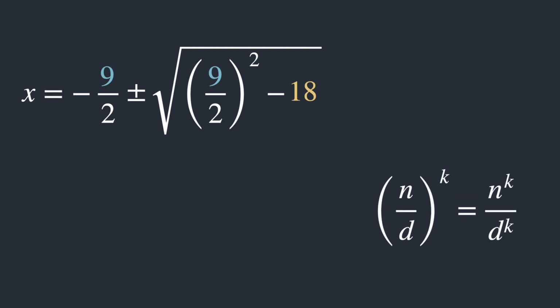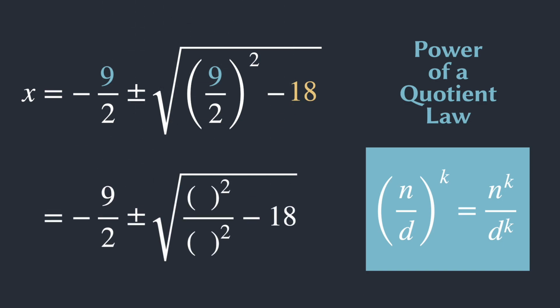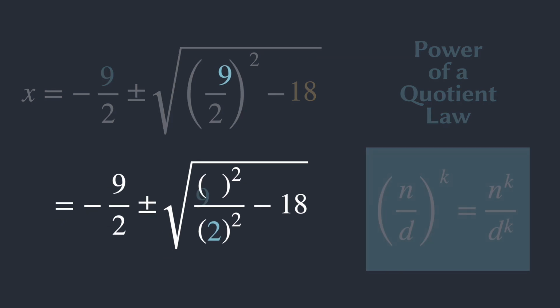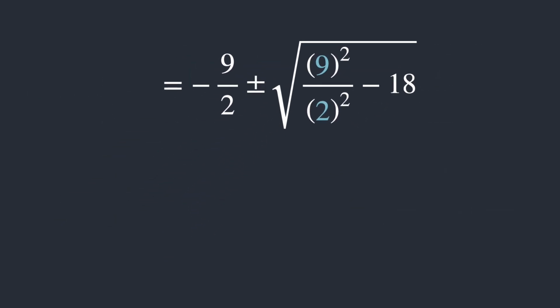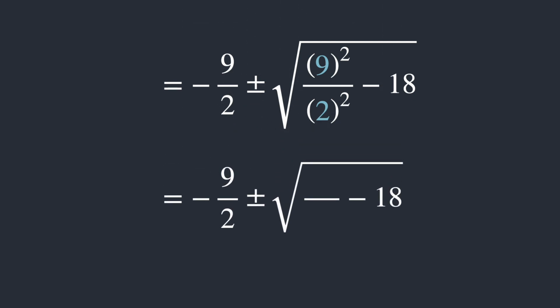I'm going to be making use of this power of a quotient law, which says if I have a quotient raised to some power, then I can raise both the numerator and the denominator to that same power, leaving me with 9 squared over 2 squared. And we can actually evaluate both the numerator and denominator of that fraction. 9 squared giving us a value of 81 and 2 squared giving us a value of 4.